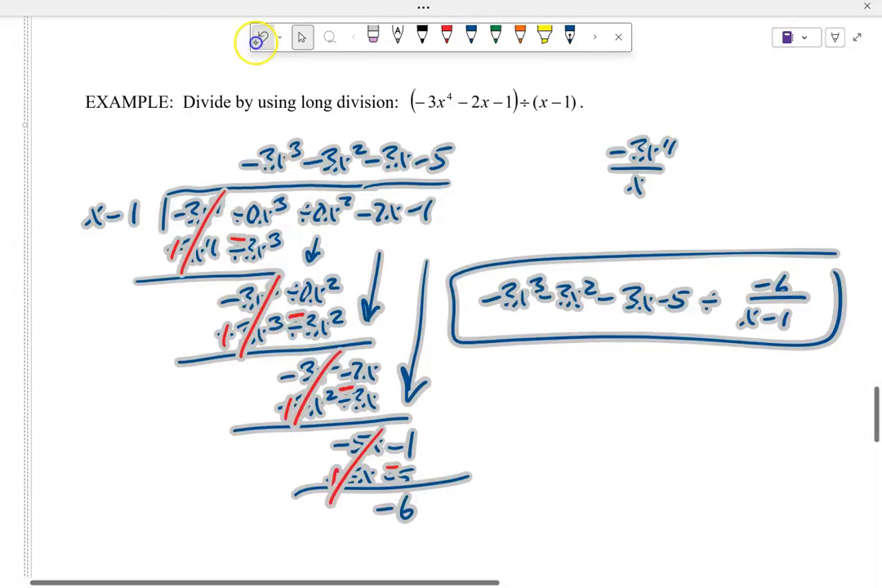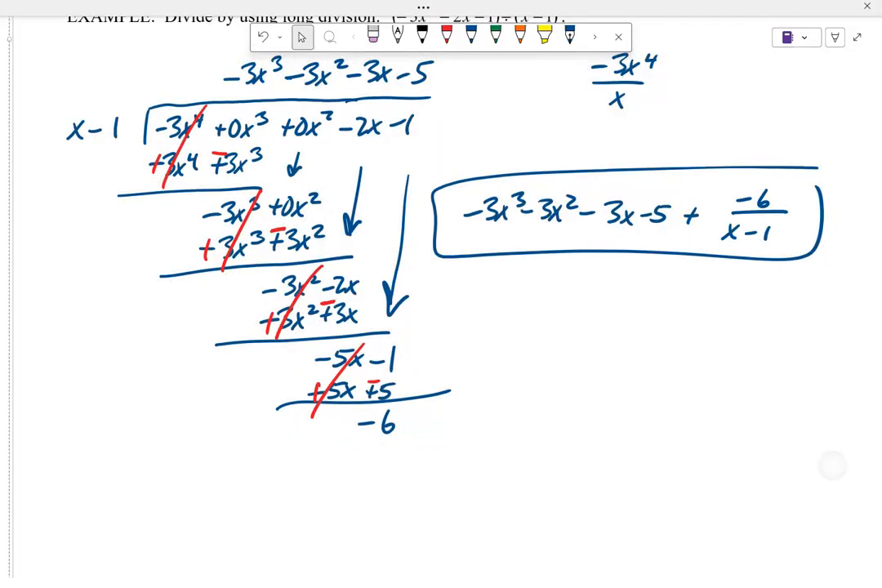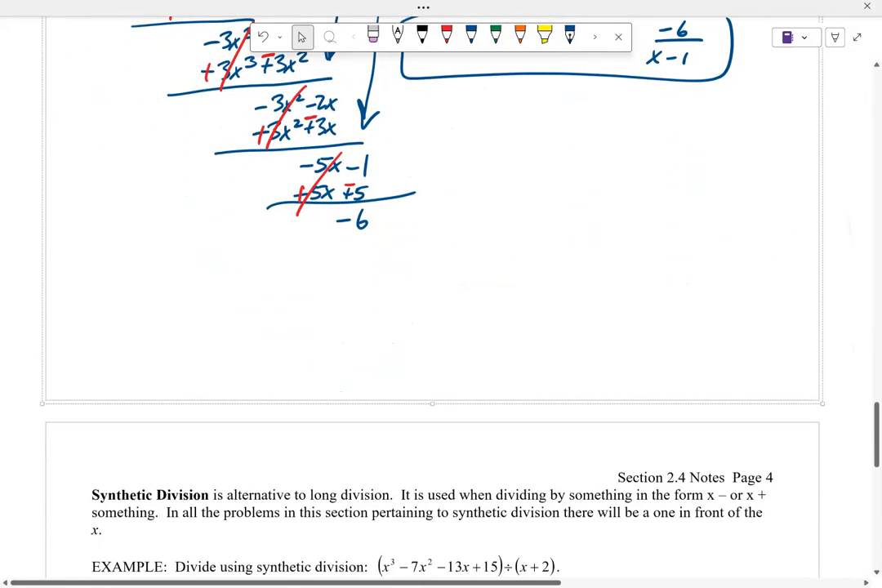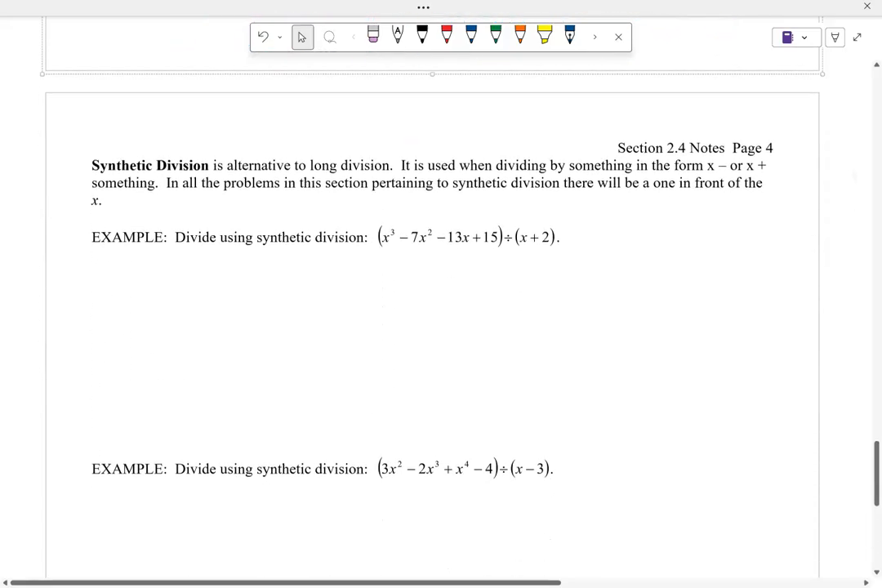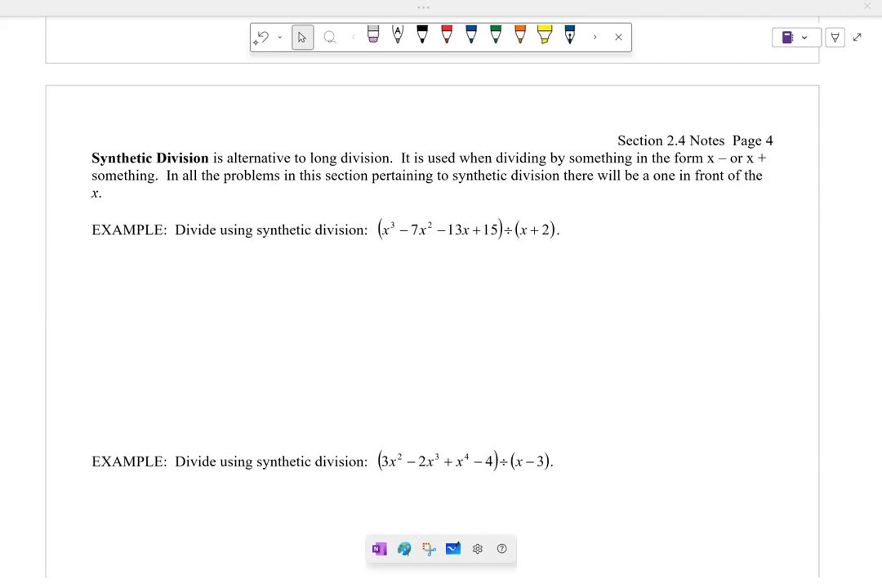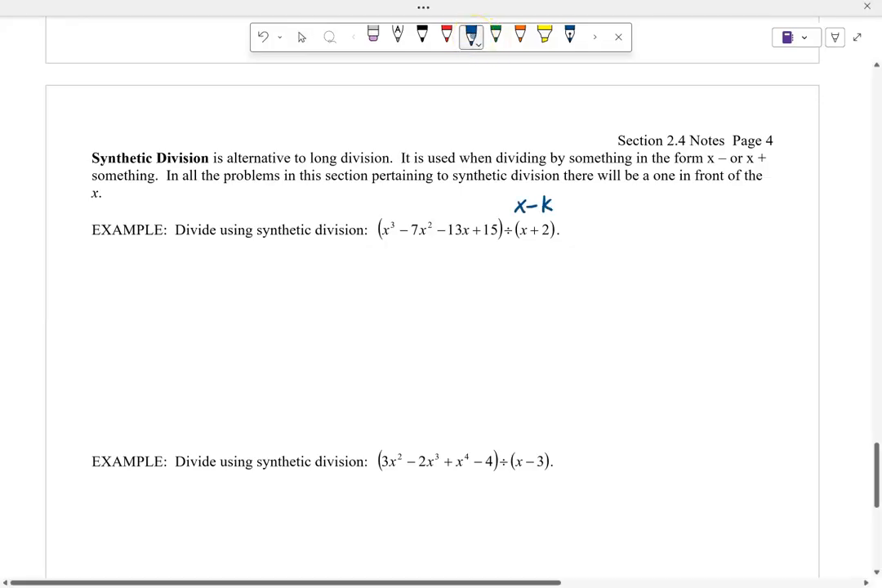And this problem, you guys, we could have done with what's referred to as synthetic division. Synthetic division is simply an alternate to long division. Now it has some restrictions. Polynomial long division I can divide anything with, but synthetic division I can only divide by something of the form x minus k.